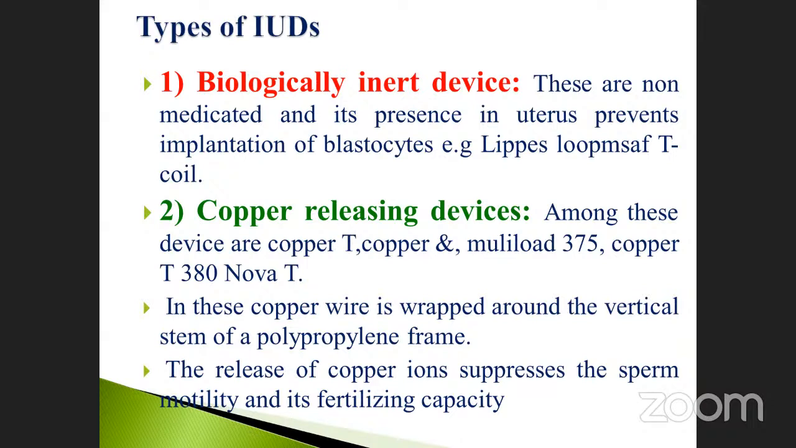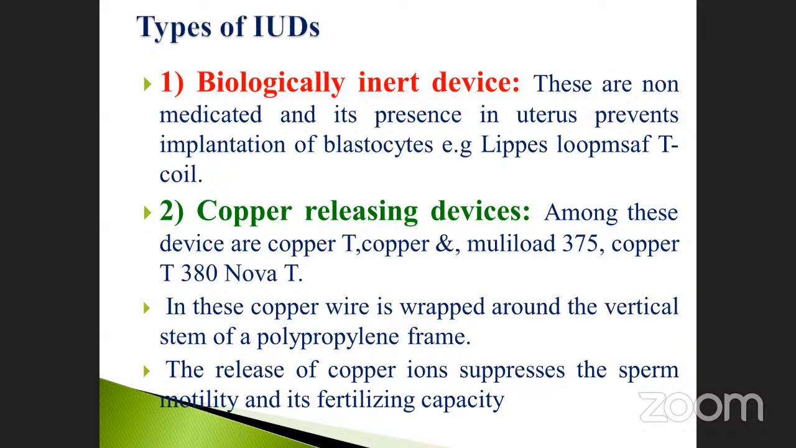One is what is meant by copper T. What is the composition? It is made up of what? What is the mechanism? The copper T is also one of the copper releasing devices. The copper wire is wrapped around the vertical stem of the polypropylene frame. And what is the main mechanism? It releases copper ions. As a result, it suppresses the sperm motility and its fertilization capacity.